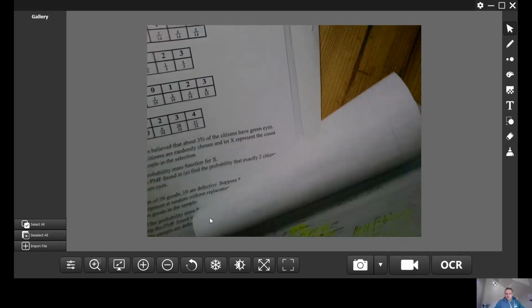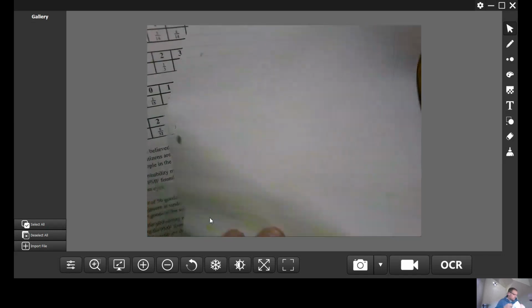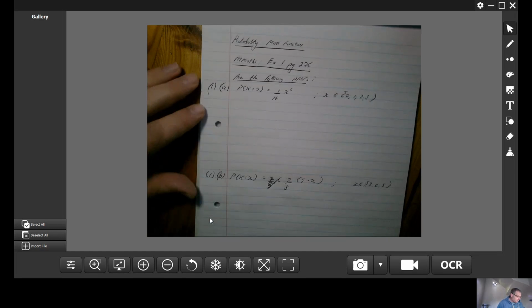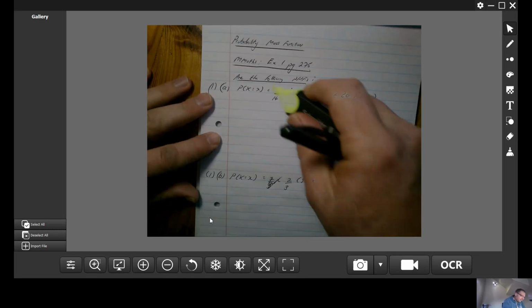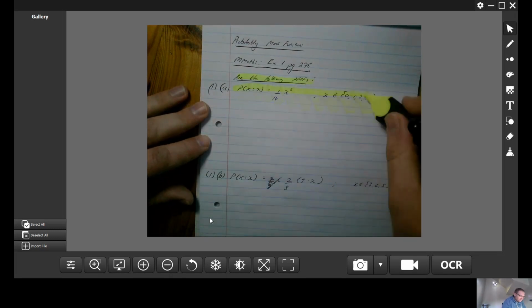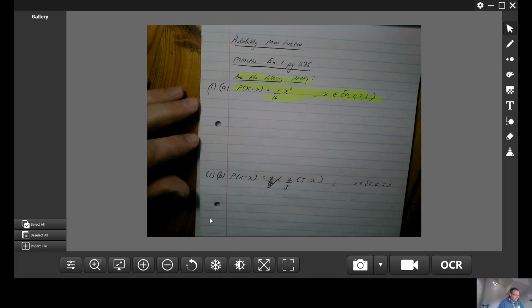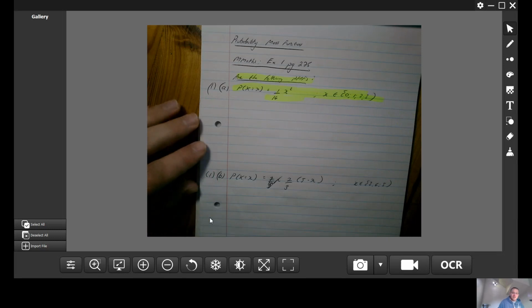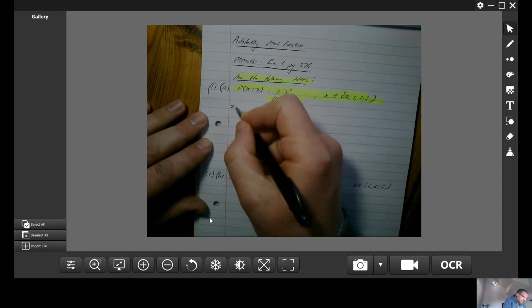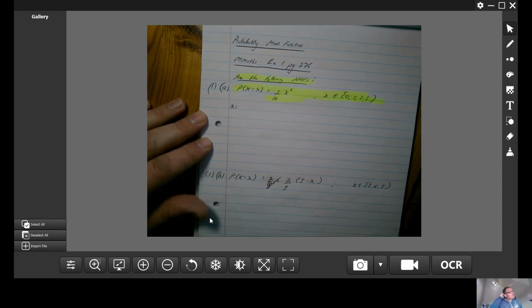So question 1. Give this a go if you haven't tried it. The question says, are the following probability mass functions? And they give you the function: the probability that X equals x is 1 over 14 times x squared. So how do I test if it's a probability mass function? Well, you sub in for all the relevant values, and first of all, the individual probabilities should be between 0 and 1.